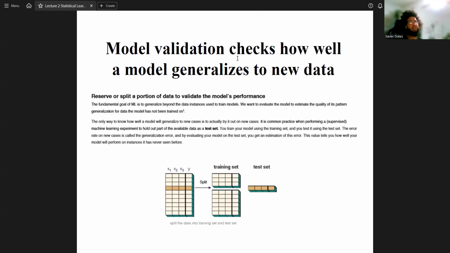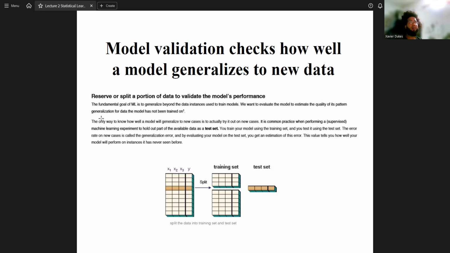Model validation checks how well a model generalizes to new data. Reserve or split a portion of the total data to validate the model's performance. As I mentioned, we split into training sets and test sets. We will take a portion. 60 to 80% is for training, 20 to 40% is for testing. Those numbers are usually up for debate, but that's just the industry practice.